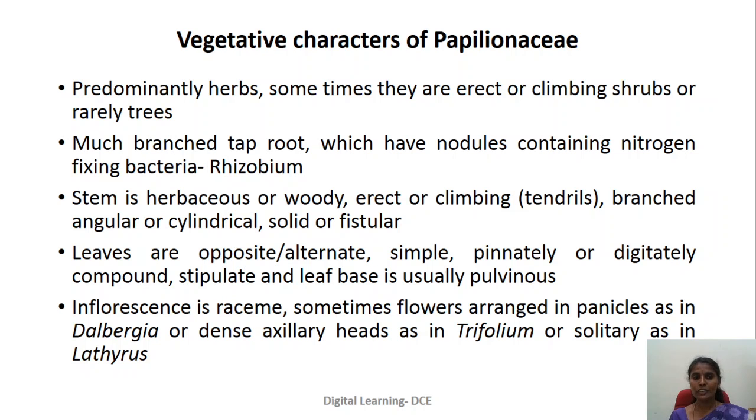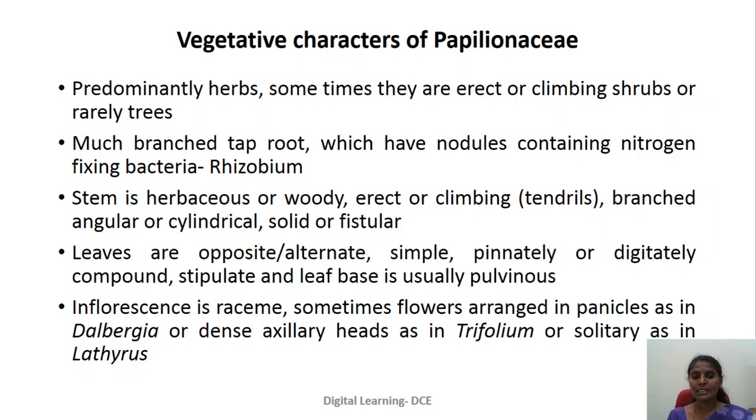Coming to the leaves of Papilionaceae, leaves are opposite or alternate, and may be simple or compound. If compound, they may be pinnately compound or digitately compound. They are also provided with stipules and the leaf base is usually pulvinous, that means a bulged leaf base is found.